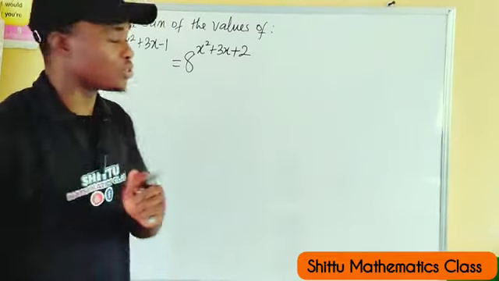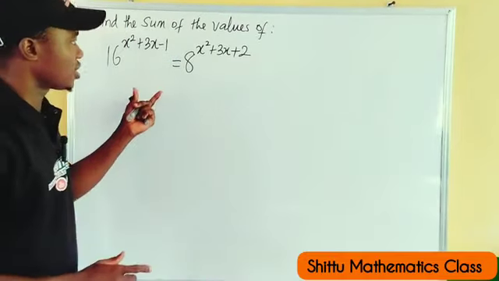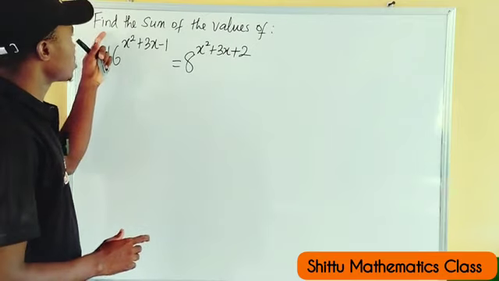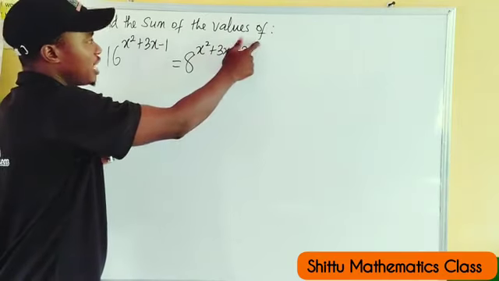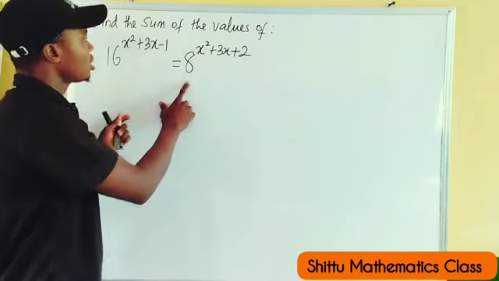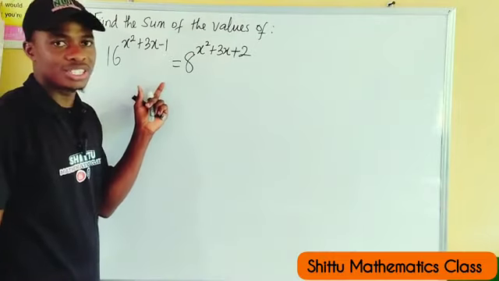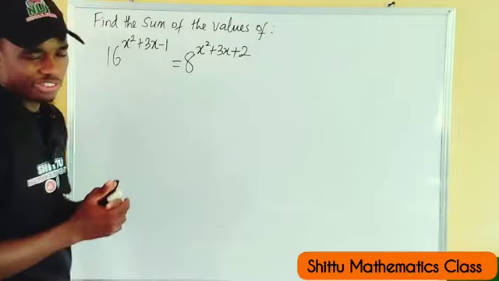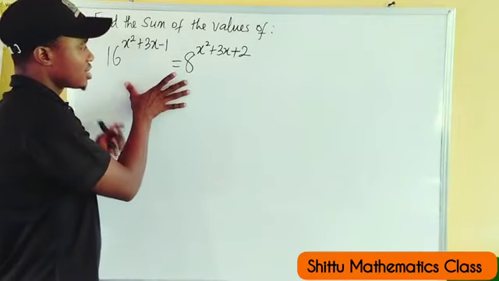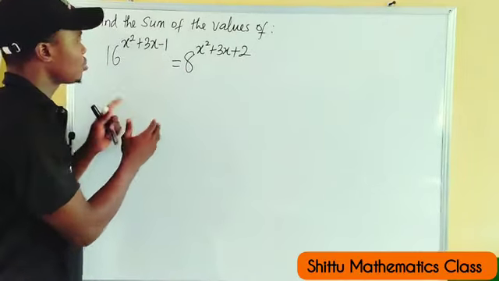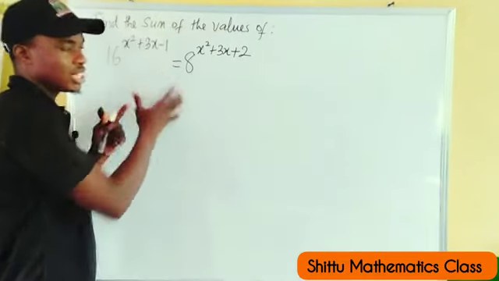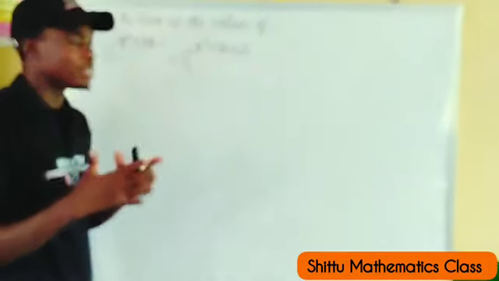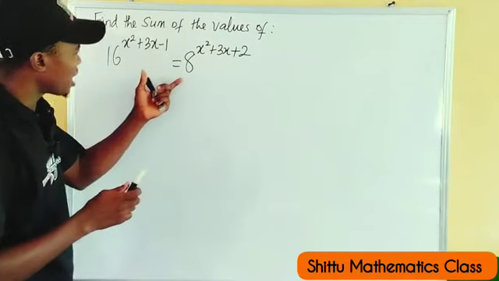Now in this tutorial today, we are going to be looking at this question. We have the question: find the sum of the values of this. As you can see, this is an exponential equation. So what are we going to do first? We look at the bases. Are they the same here? No. So we try to transform these bases so that they will be in the same base.